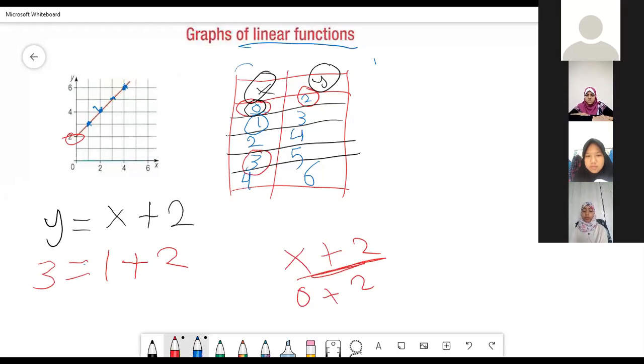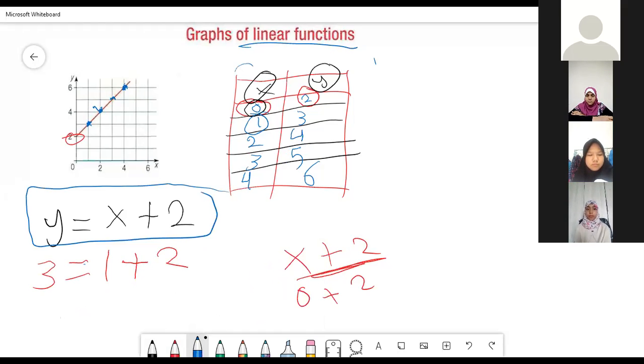When x equals 3, it's going to be 3 plus 2, 5. Is it the same? Yes. So this rule, the rule y equals x plus 2, is correct in the case of this table, right?